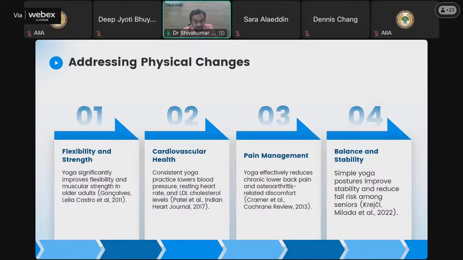To continue, pain is another major barrier for healthy aging. A Cochrane review by Kramer et al. concluded that yoga effectively reduces chronic lower back pain and osteoarthritis-related discomfort. These studies show that yoga is not only gentle, but also powerful in maintaining physical independence in old age. Regarding balance, balance is another key issue with aging. One study finds that simple yoga postures improve stability and reduce fall risk among seniors. And it is said that yoga exercise intervention improves balance control and prevents falls in seniors.